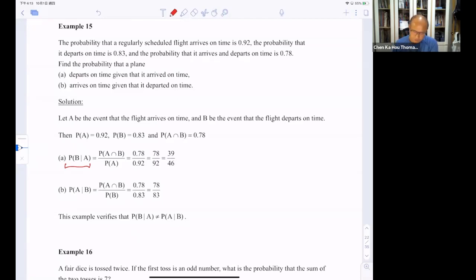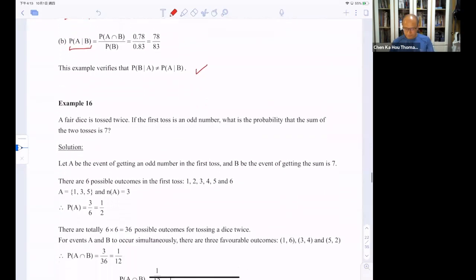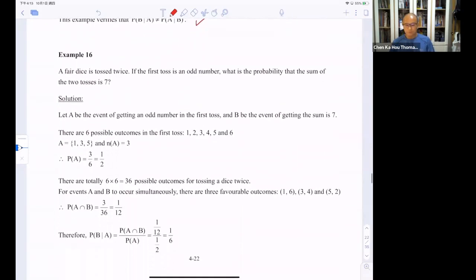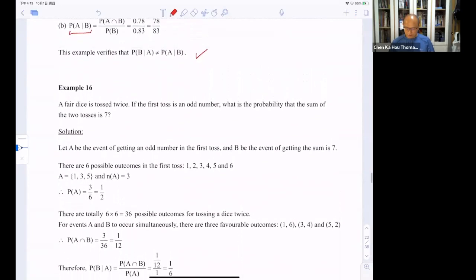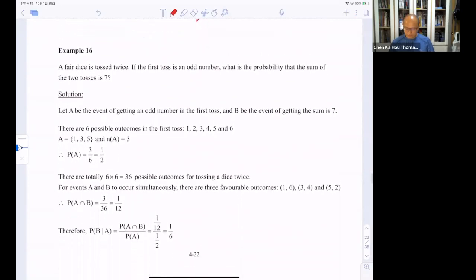Now we reverse: arrives on time, given that it departs on time. So it's A given B, which is A and B over PB, so 0.78 over 0.83. So it further verifies that the two are different. Are you clear?